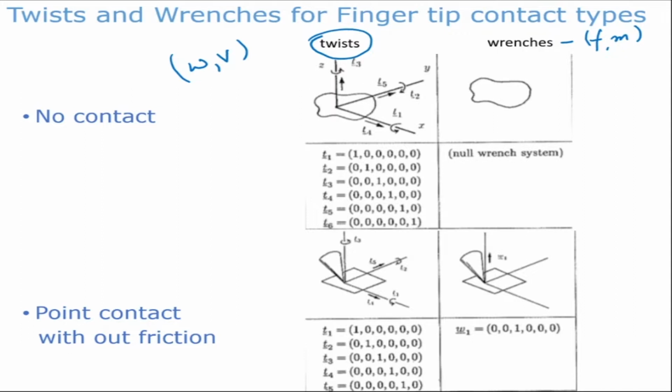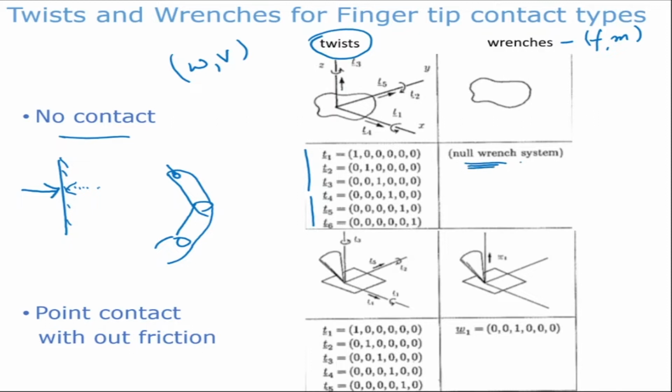Now, if there is no contact, then we have seen that it can move in any direction. For example, I have a fingertip here, which is not in contact with any object. In that case, this fingertip can move in any direction, right? So there can be 3 linear velocities and 3 angular velocities. So there are 6 twists which are possible because there is no contact. Because there is no contact, you cannot apply a force. Please note that you can apply a force only if there is an equal and opposite reaction as per Newton's third law, which means that you can apply a force only if there is contact. In this case there is no contact, and hence no force can be applied, and hence the wrench is 0.